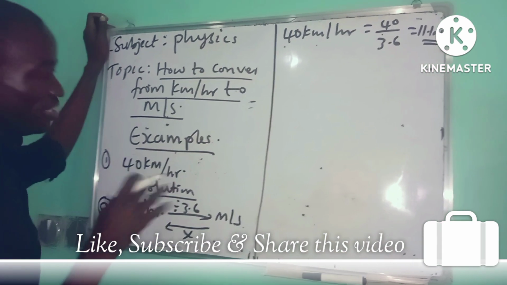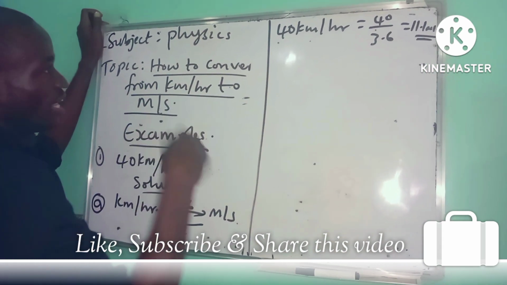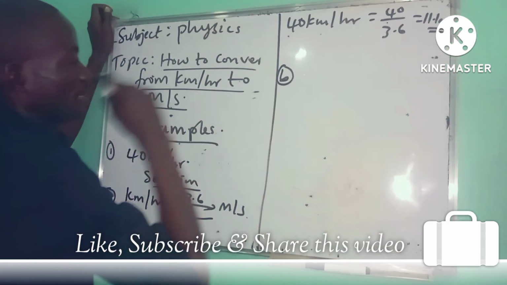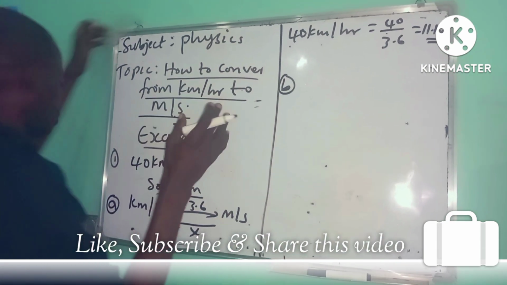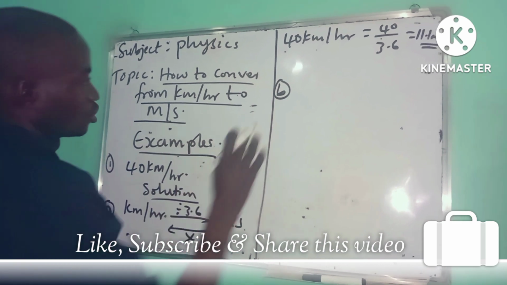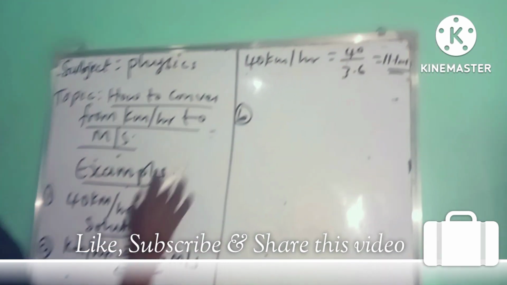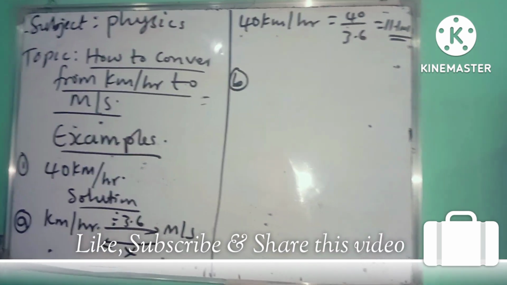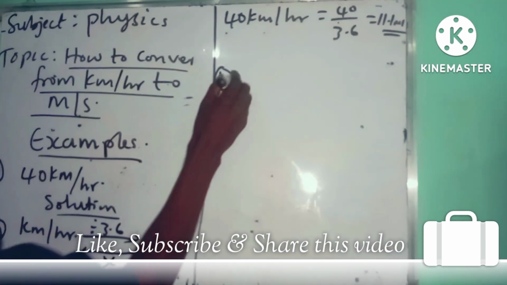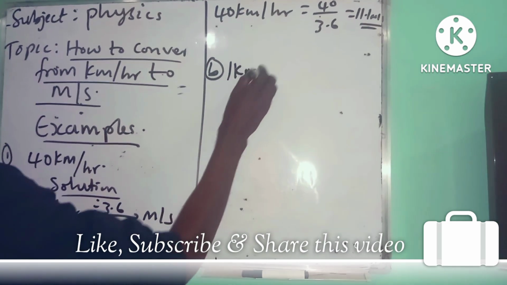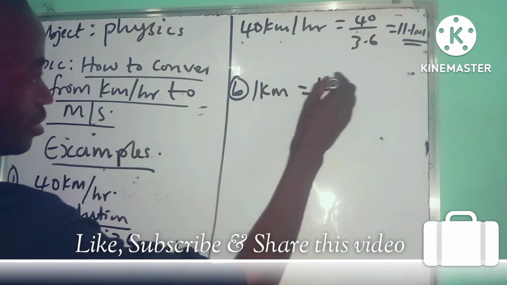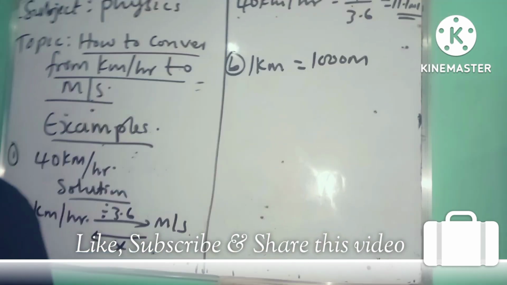Now the next method is a very long method, but we are expected to have the same value with this. So that is B. But in order to achieve the second method, we need to know some of the conversion factors that will help us to achieve that. That is, for example, 1 kilometer is equals to how many meter? It's equals to 1000 meter. You are supposed to know this.